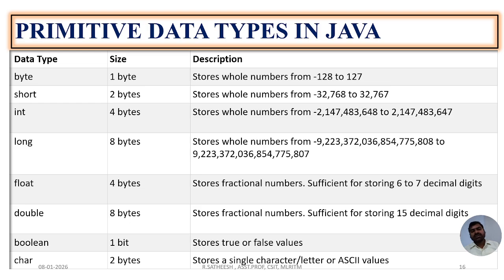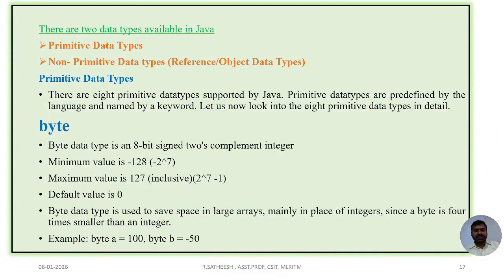Next, coming to the size, data type and description. Byte, as I said, 1 byte, short 2 bytes, int 4 bytes, long 8 bytes, float 4 bytes, double 8 bytes, boolean 1 bit, char 2 bytes. We'll see one by one. Coming to the byte data type, of course, it is 8 bit, a two's complement integer. Minimum is minus 128, maximum is 127. This is the short form, 2 power 7 minus 1. Default value is 0. Of course, for long it is 0L. For integer, the default value is 0 only.